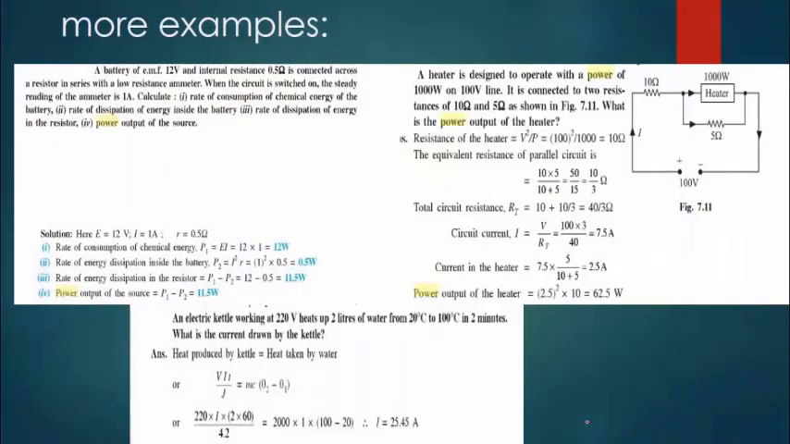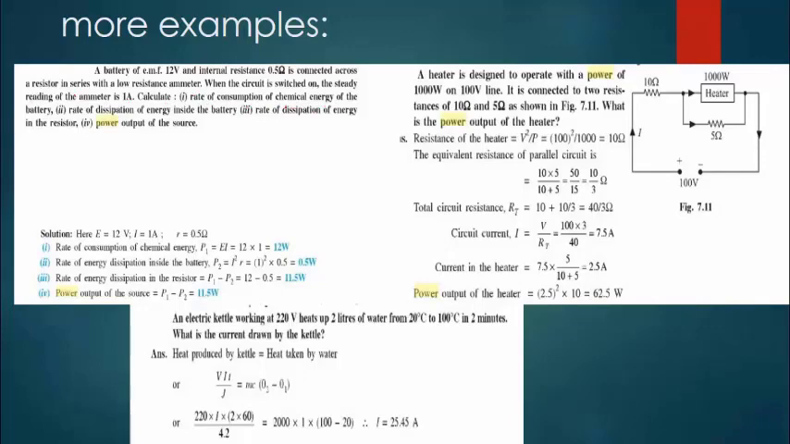More examples. Here we give priority to the examples involving energy, as we haven't solved examples involving energy and power in a circuit. A battery of EMF 12 volts and internal resistance 0.5 ohms is connected across a resistor in series with a low resistance ammeter. When the circuit is switched on, the steady reading of the ammeter is 1 ampere. Calculate the rate of consumption of chemical energy of the battery.